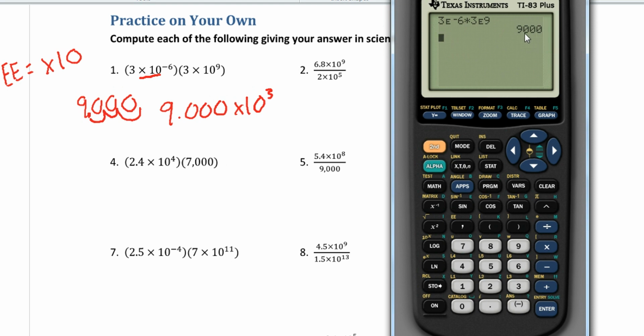Now when we take the number 9,000 and we hit enter, it's going to represent it as 9 times 10 to the third, which is what we got. Okay. Now let's go ahead and try a division problem. These things work out exactly the same, except when we get to the point in between the terms, instead of striking the multiplication key, we're just going to use the divide key.